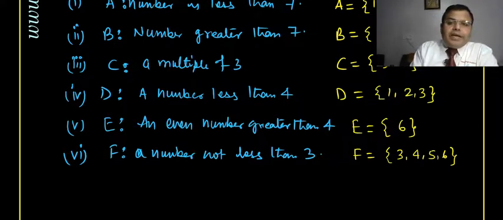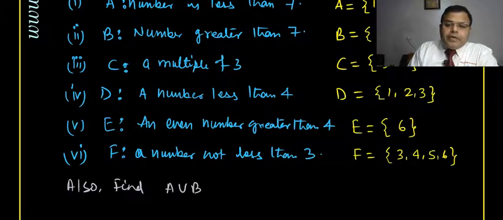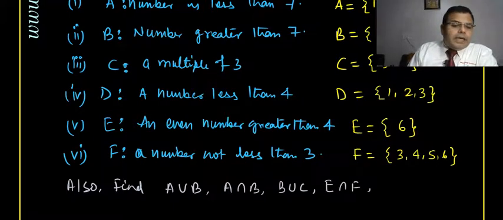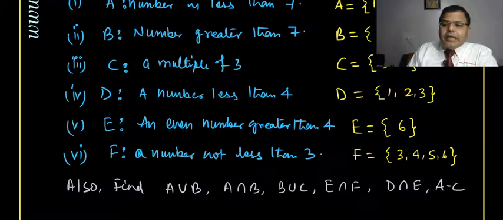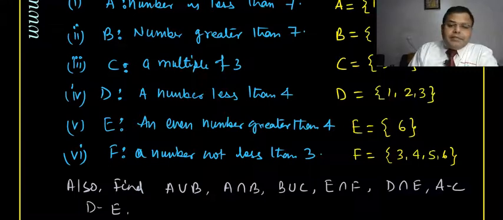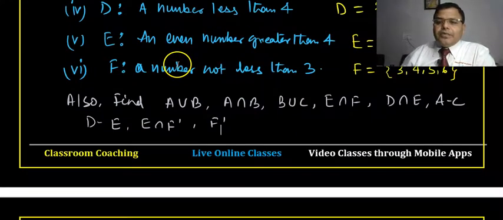Now the question also asks to find A union B, A intersection B, B union C, E intersection F, and D intersection E, and A minus C, D minus E, and E intersection F dash, and F dash. These are the few questions that we have to deal with.